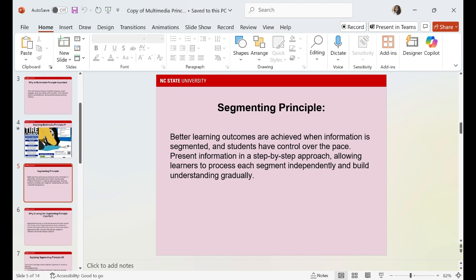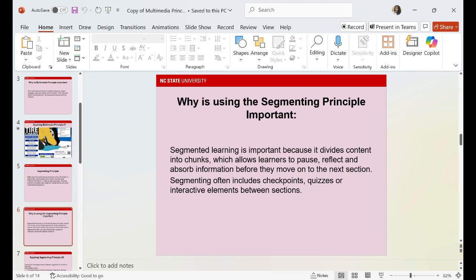My second one is the segmenting principle. Segmenting principle means better learning outcomes are achieved when information is segmented and students have control over the pace. Present information in a step-by-step approach, allowing learners to process each segment independently and build understanding gradually. And that is really important.